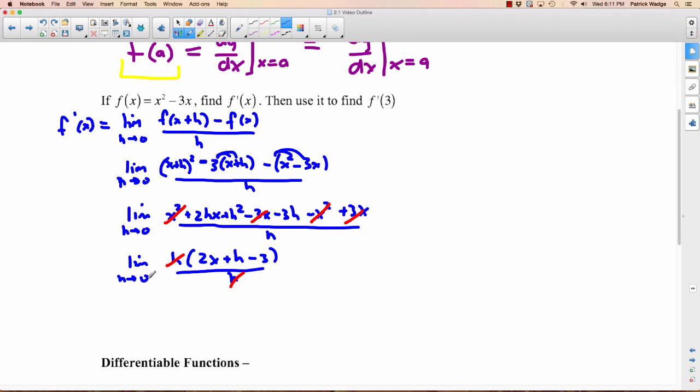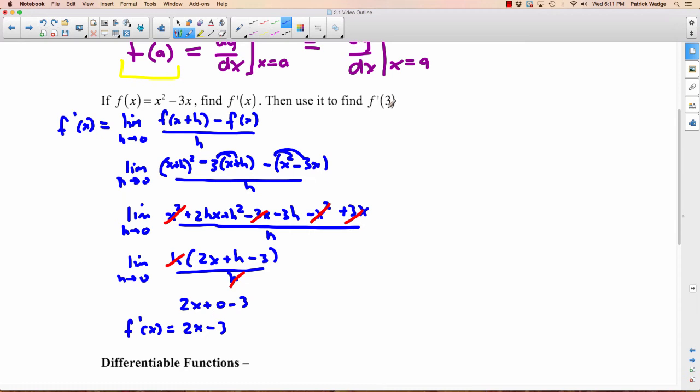How do we do that? We just plug 0 in to h, right? As h approaches 0, we're going to plug 0 into the h. So we get 2x plus 0 minus 3, which of course is just 2x minus 3. Great. So that's what f prime of x equals. That's what the derivative looks like. So now we can plug any point we want into here, and it'll tell us what the slope of the tangent line is at that point.